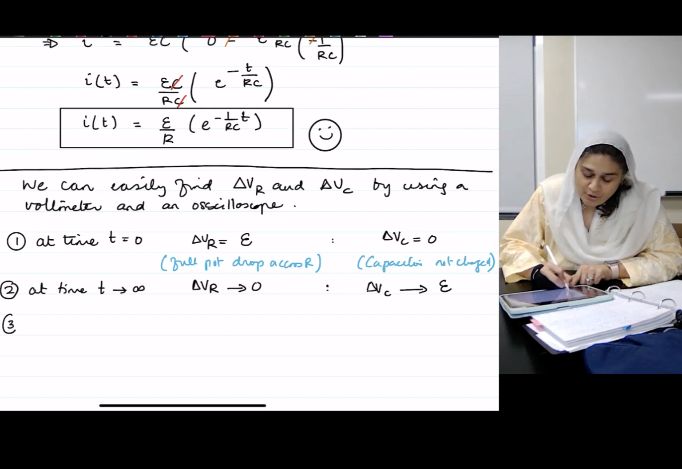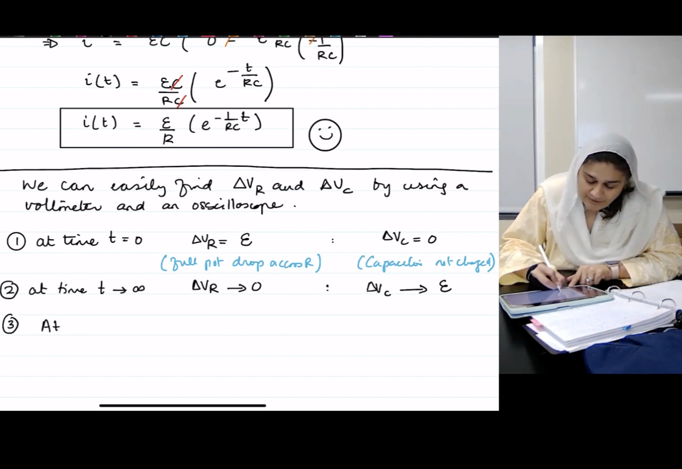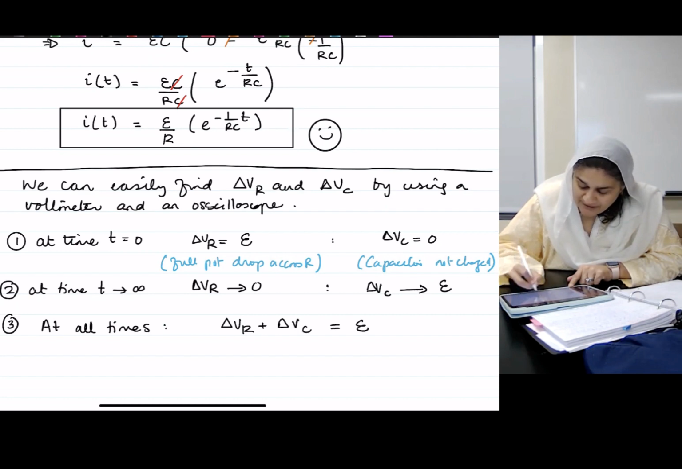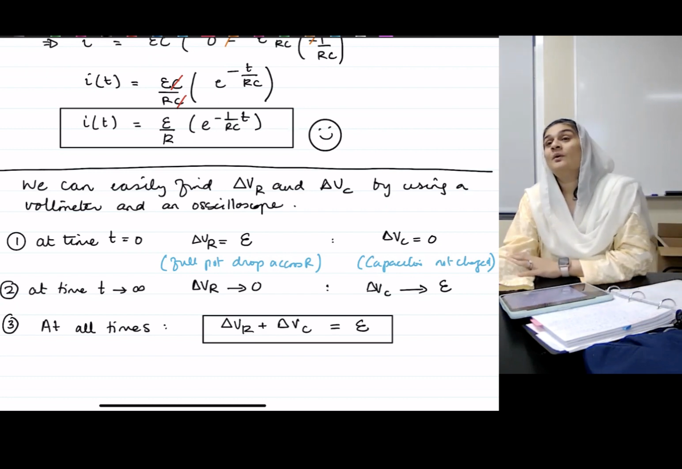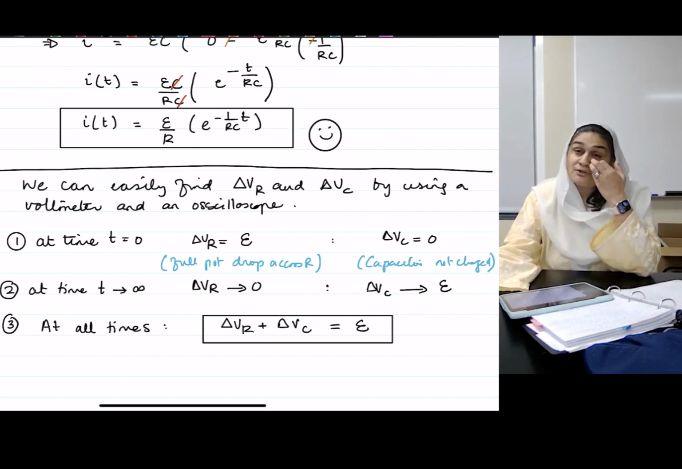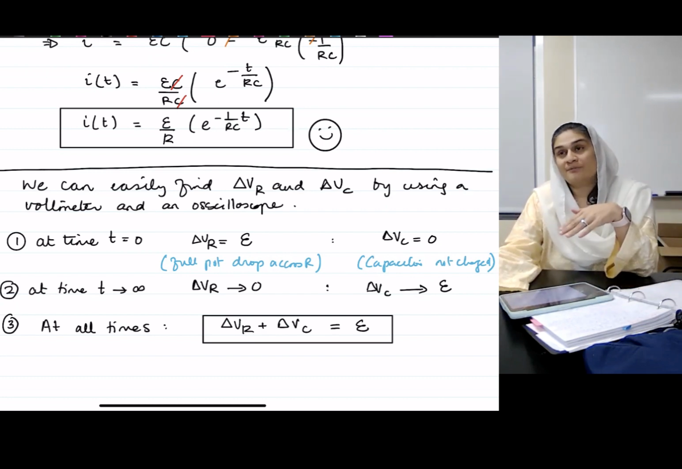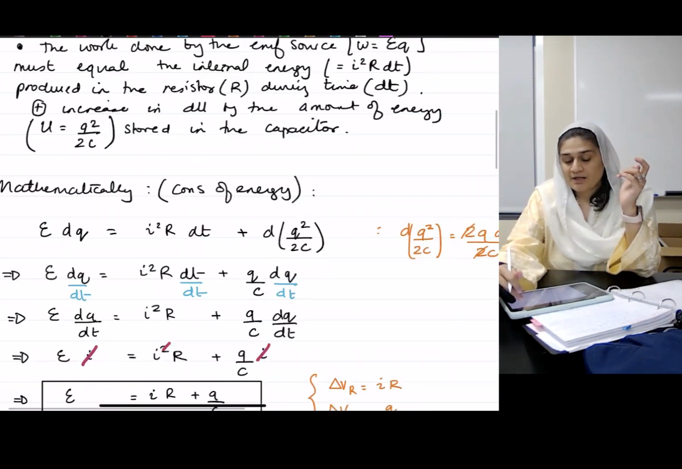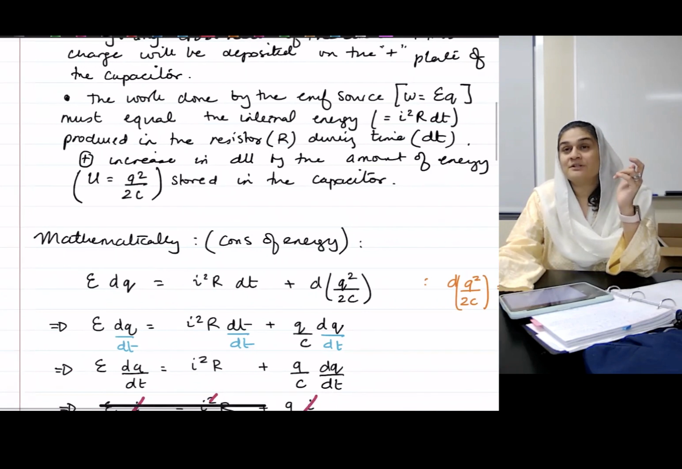However, at all times, delta VR plus delta VC must equal the EMF. There will never be a situation where the potential drop across R or C will ever be greater than the EMF provided. Otherwise, our conservation of energy equation that we wrote here will not work.